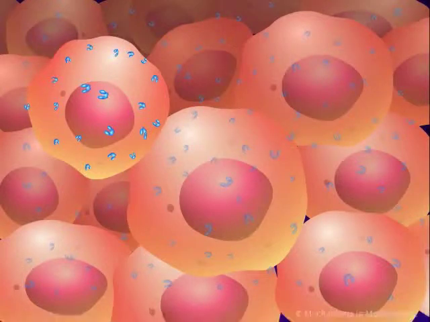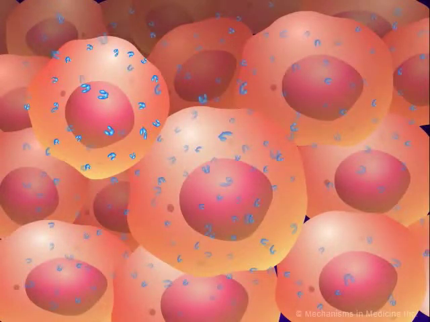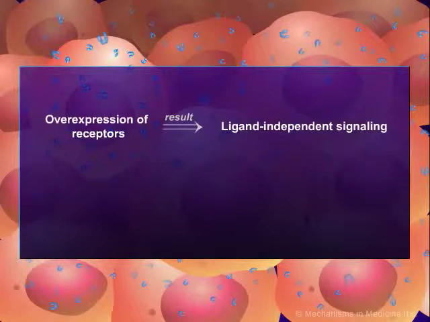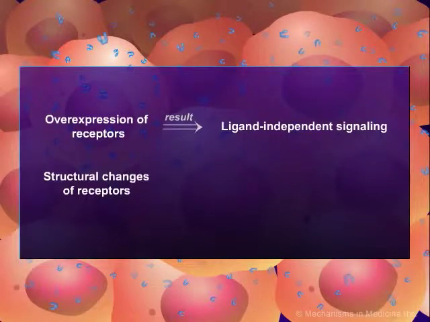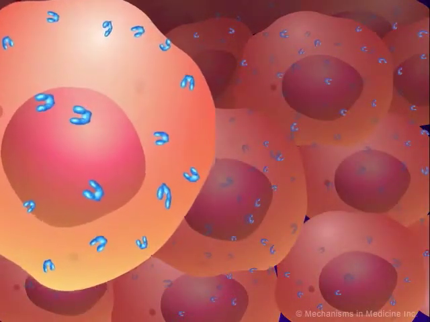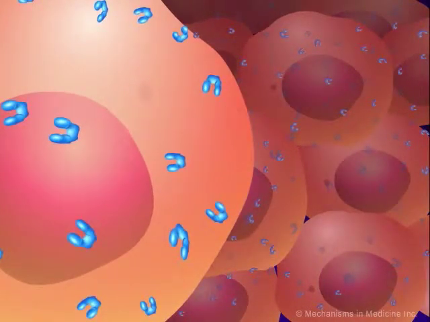The more receptors expressed, the more binding sites are available for the ligands. Gross overexpression of growth factor receptors can result in ligand-independent signaling, where receptors are active in the absence of stimulating molecules. Structural changes to a receptor can also lead to ligand-independent activation. For example, truncated versions of the epidermal growth factor receptor, where much of the intracellular domain is missing, are constitutively active.